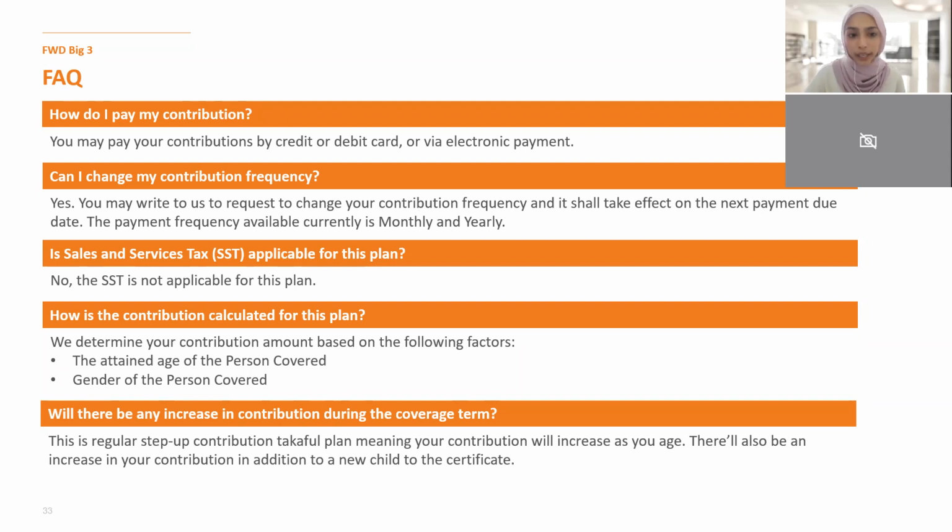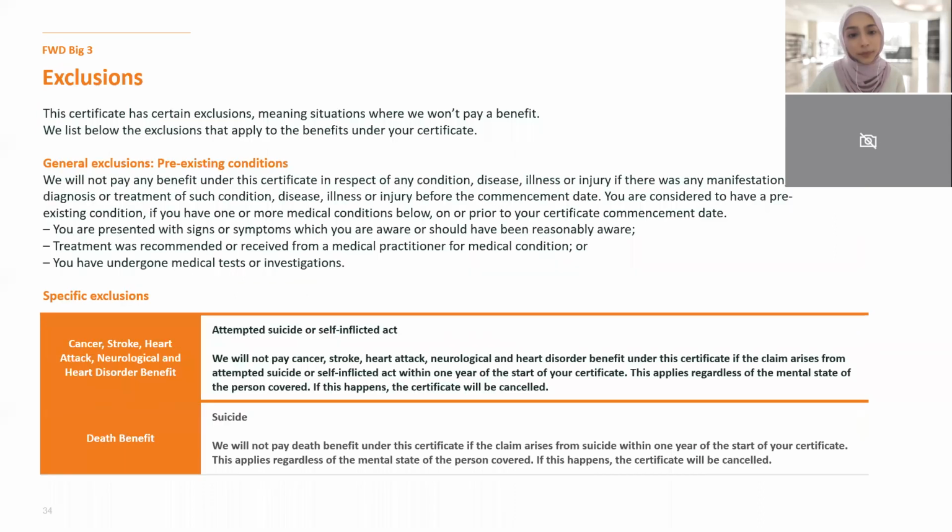Just like Protect Direct, SST is not applicable for this plan. And we calculate your contribution through the attained age of the person covered, so how old are you, and also the gender of the person covered. And like I mentioned, this is a regular step-up contribution plan, which means the contribution may increase as you age. And there will also be an increase should there be any changes to your plan or anything else that you'd like to make a change towards in the plan.